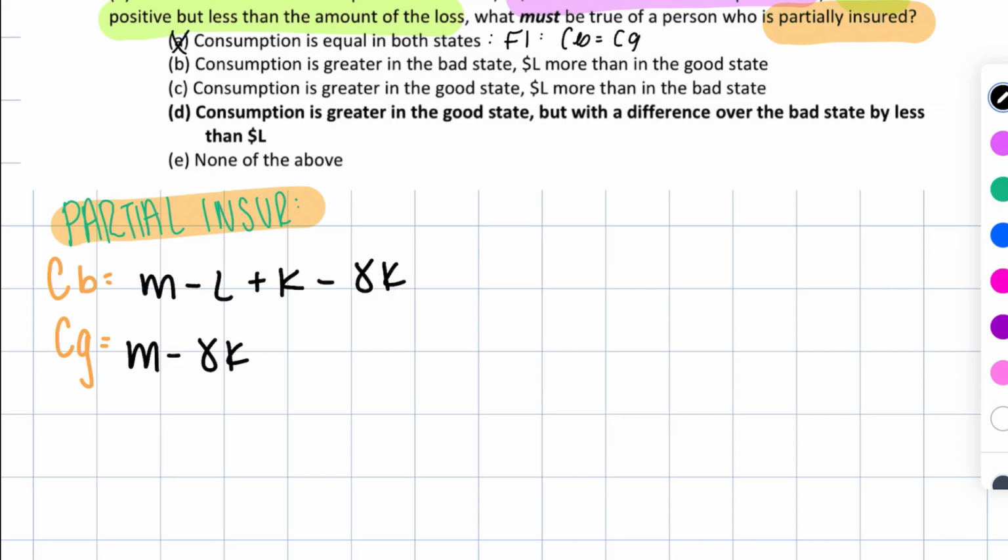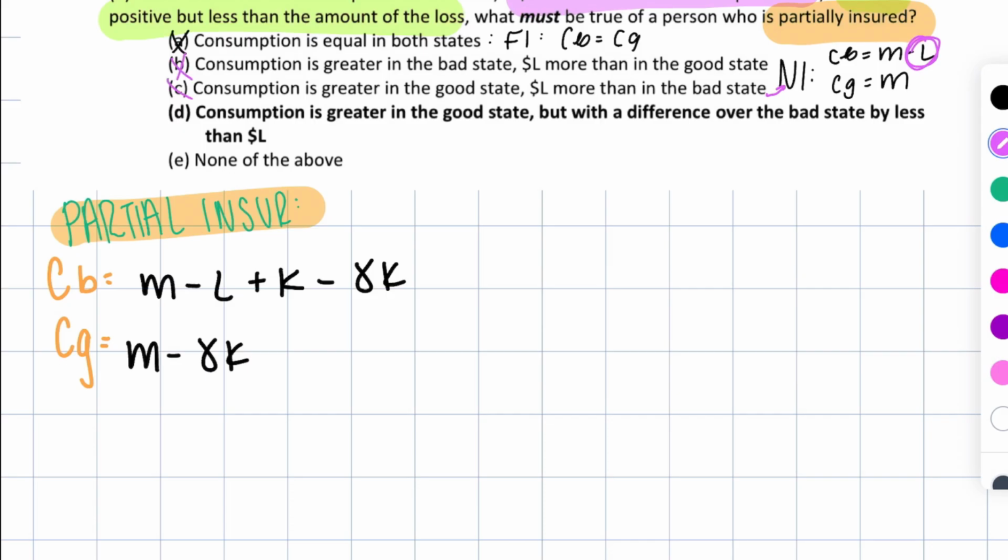Then for the second and third examples, B and C, it says consumption is greater in the bad state or good state, L dollars more than in the other state. These are talking about no insurance, because under no insurance, our bad state is equal to M minus L, where our good state is equal to M. We see that under no insurance, consumption is greater in the good state by a difference of L, right? Because there was no loss. And so answer C would be a no insurance case.